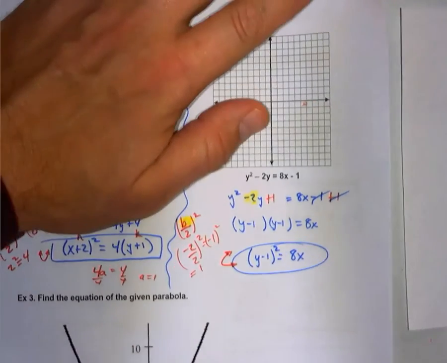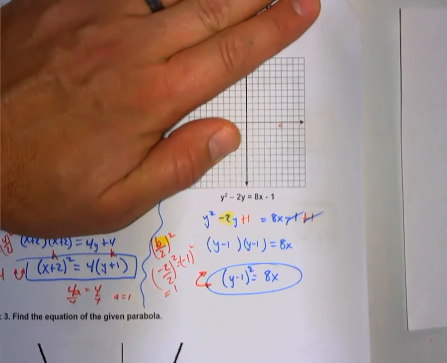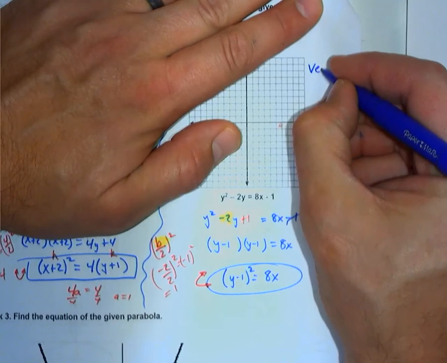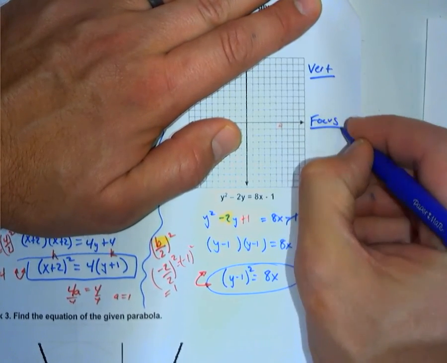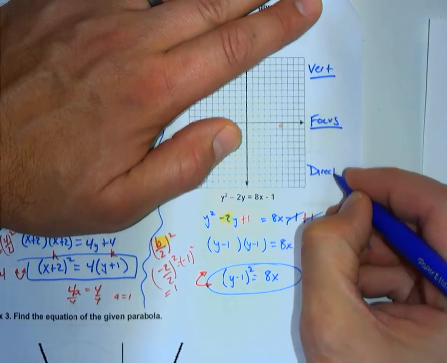On a quiz or test, I'm going to have little blanks off to the side so you know what you need to solve for. There'll be a blank for the vertex, there'll be a blank for the focus, and there'll be a blank for the directrix.